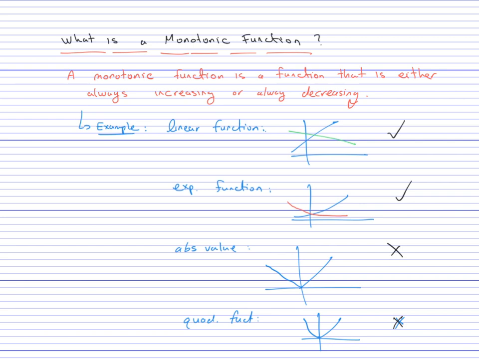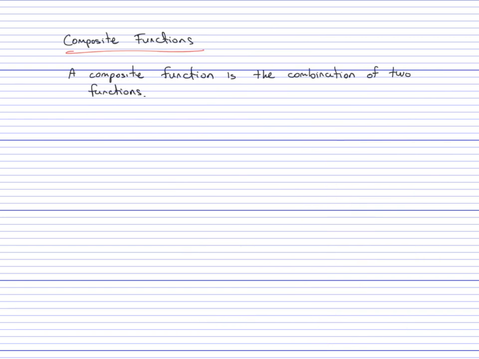Okay, so let's continue. Now let's talk about composite functions. A composite function is a combination of two functions. So let's go back to the idea of how we presented the function as a machine. Let's say that we have a function g that is defined as a linear function, 5x minus 8, and let's say that the input is 3. Okay, so the output needs to be 5 times 3 minus 8. Great.